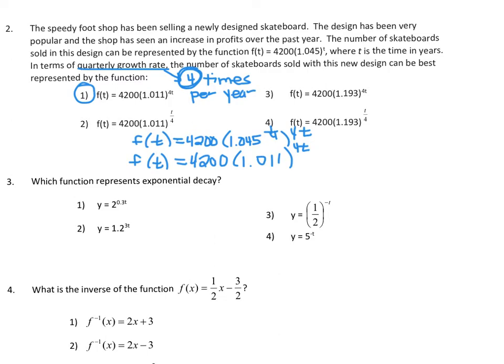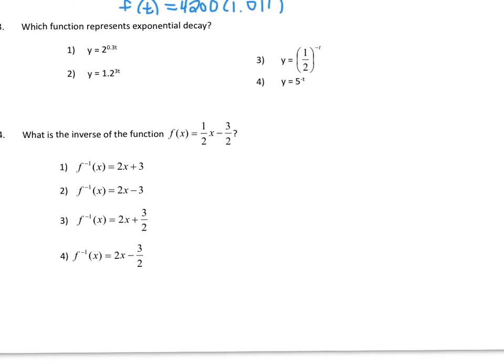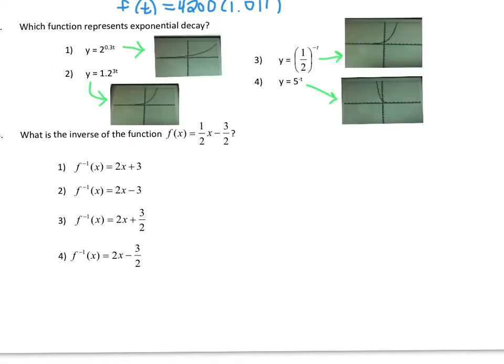Okay, number 3, which function represents exponential decay? Honestly, the easiest way to do this is just to plug these in your calculator one by one, go to y equals, and see which one goes down by a rate instead of up by a rate. Okay, so here they are. I graphed them one by one, and you can see that choices 1, 2, and 3 go up by a rate over time, whereas choice 4 is the only one that goes down by a rate over time. So that's why choice 4 is exponential decay. So that's our answer.